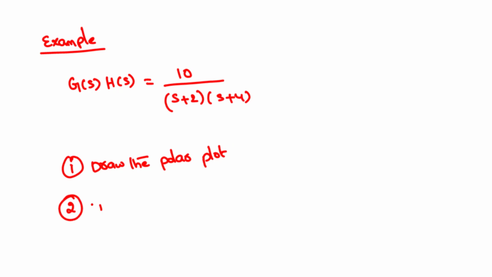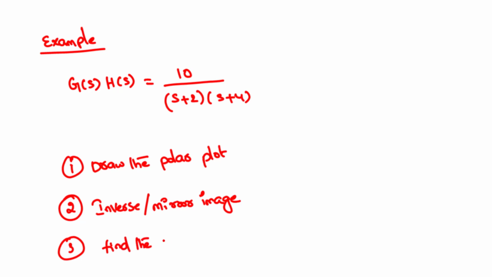Next is the mirror image, or inverse, of the polar plot with respect to the real axis, not with respect to the imaginary axis. Now, third is to find the number of encirclements, that is the value of N. N is equal to P minus Z.